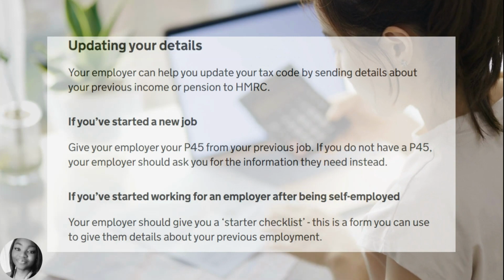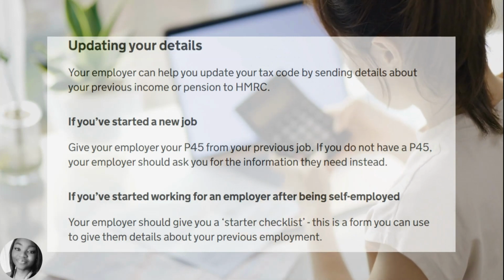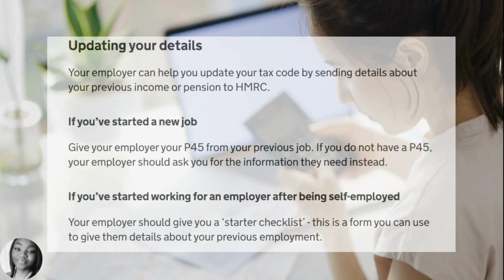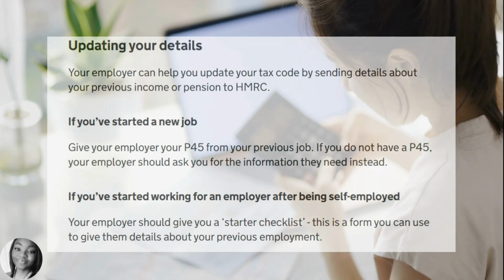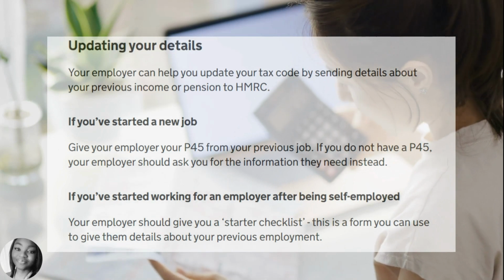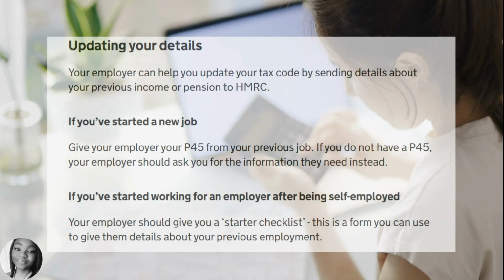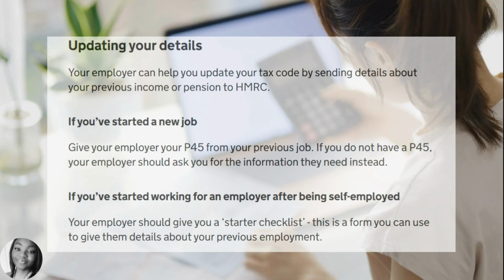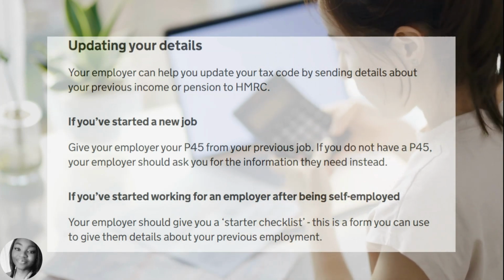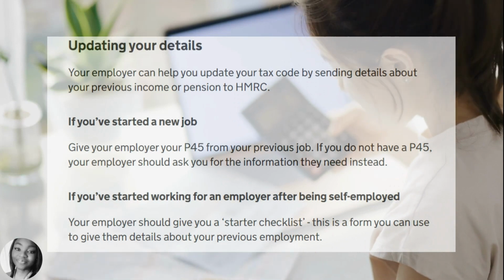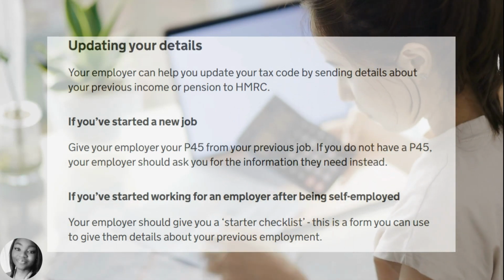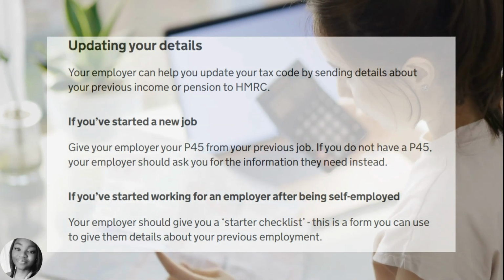One of the reasons why people end up underpaying or overpaying tax is because of errors in their tax code. Therefore, it's very important to have a look at your payslip and ensure that you are being taxed correctly. Also, if you're starting a new job, it's very, very important to give your employer your P45 from your previous job. If you do not have a P45, your employer should ask you for the information they need instead. So it's very important to discuss this with your employer at the beginning of your new role.